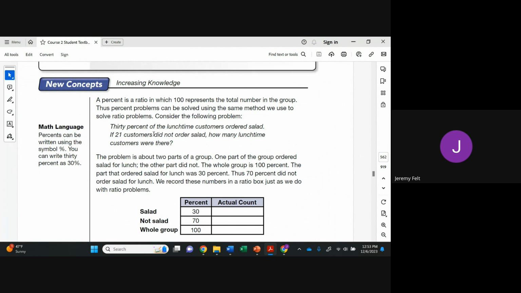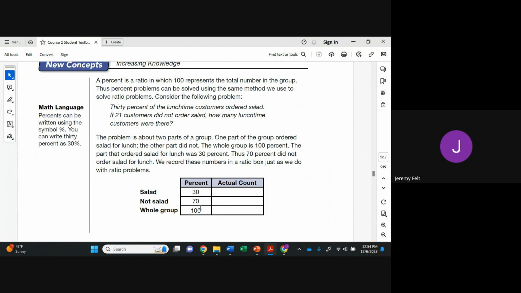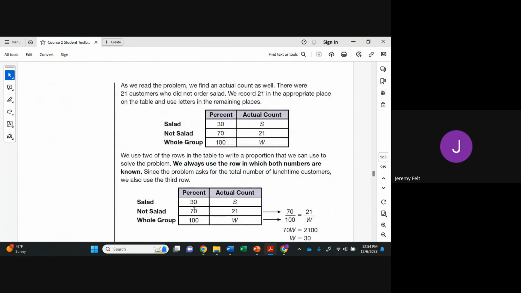So 30% of the lunchtime customers ordered salad. Okay? If 21 customers did not order salad, how many lunchtime customers were there? 30, 70, and 100. So we fill in what we know. We don't know how many ordered salad. We know 21 did not order salad, and we want to know the whole group.